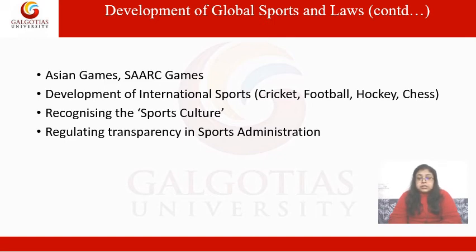Then regulating transparency in sports administration, starting from Olympic to any regional game, any zonal game, any national game, or any domestic championship. We need to have proper administration, proper laws, and a proper body which takes care whether the game is being played nicely and properly, and whether something illegal, something which should not ideally happen, is happening or not. All of this needs to be taken care of. So for that reason, we need a proper mechanism and we need to ensure transparency.